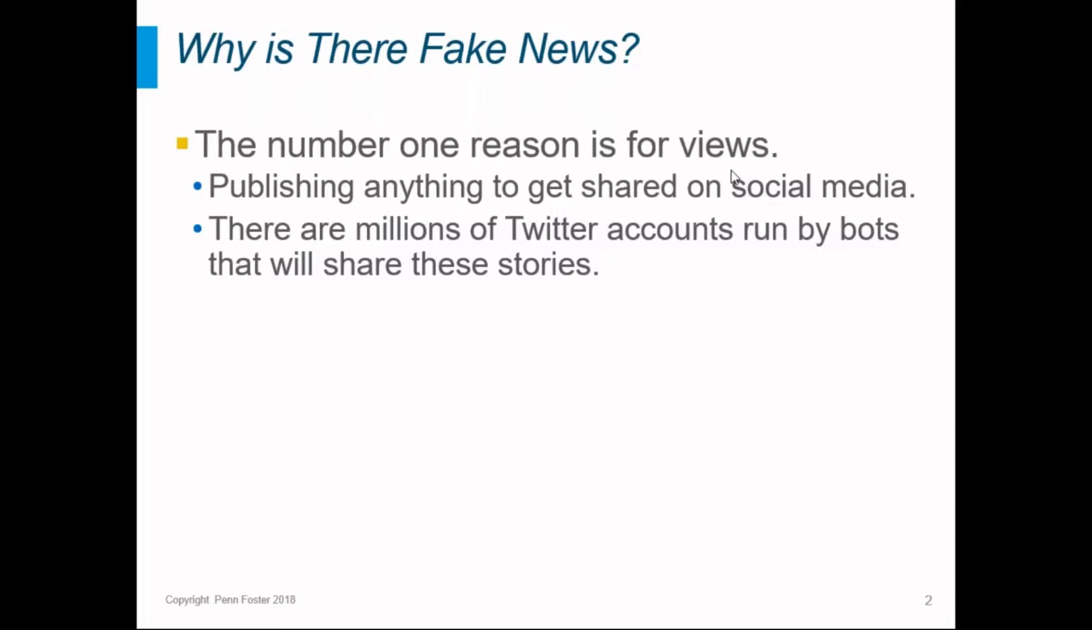For example, after the shooting at Parkland School District, millions of Twitter accounts were sharing pictures of people who weren't even there. The accounts were claiming these people were missing family members because people will share stories with very emotional topics. This happens whenever there's a national tragedy or controversial news event.